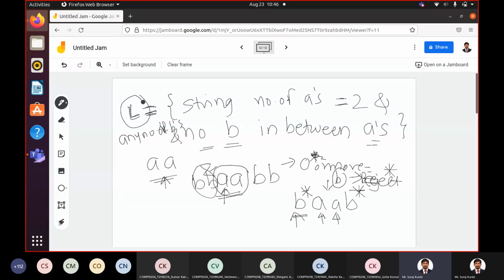So similar to the earlier question which we have seen, the only slight addition is no B in between two A's. So first A, second A, and followed by any number of B. This is the regular expression for the given language. Clear? Any doubt?